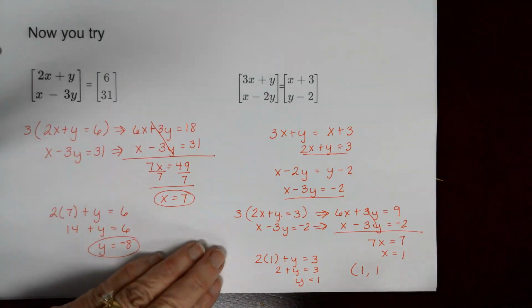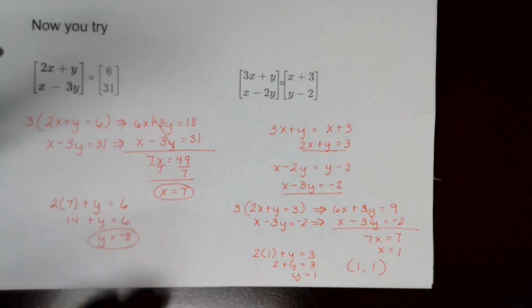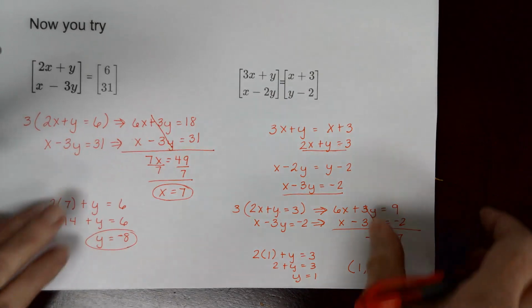Let me move it up so you can see it. I didn't realize it was off the page. Okay, so get a good look at that. So your answer should have been 1 and 1. All right, your homework on this is page 191, 14 through 24 even.